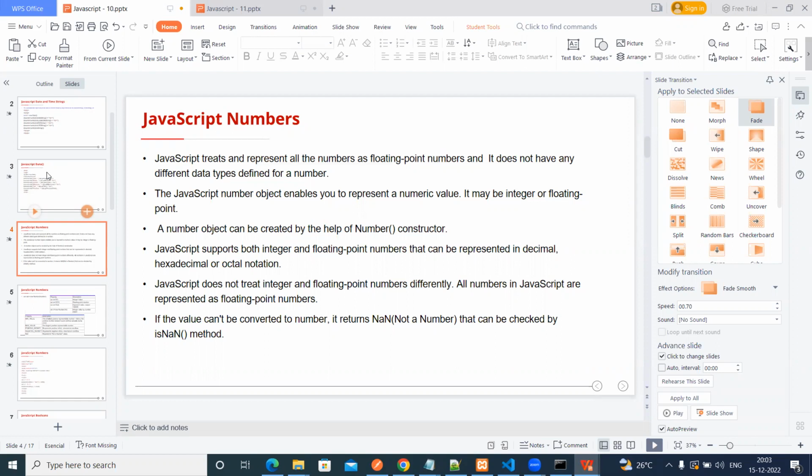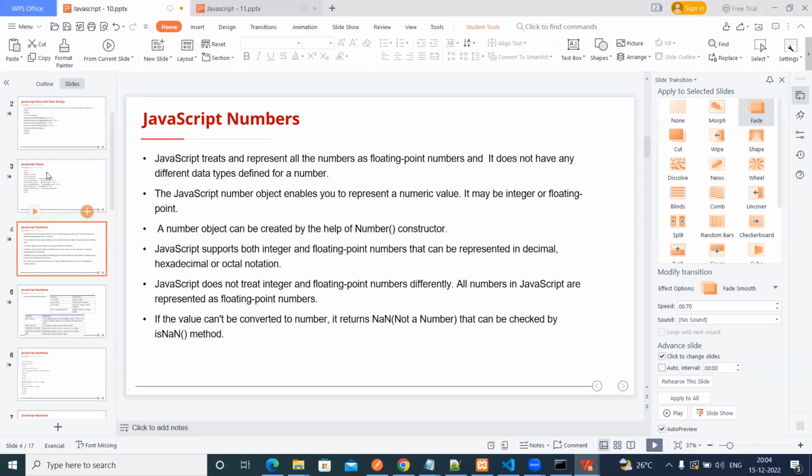Coming to the first one, JavaScript number. JavaScript treats and represents all numbers as floating point numbers, and it does not have any different data type defined for the number. In JavaScript, the biggest advantage is that we don't need to mention what type of data it is. If it is a string or a number, JavaScript can automatically pick it based on our format and do the operations.